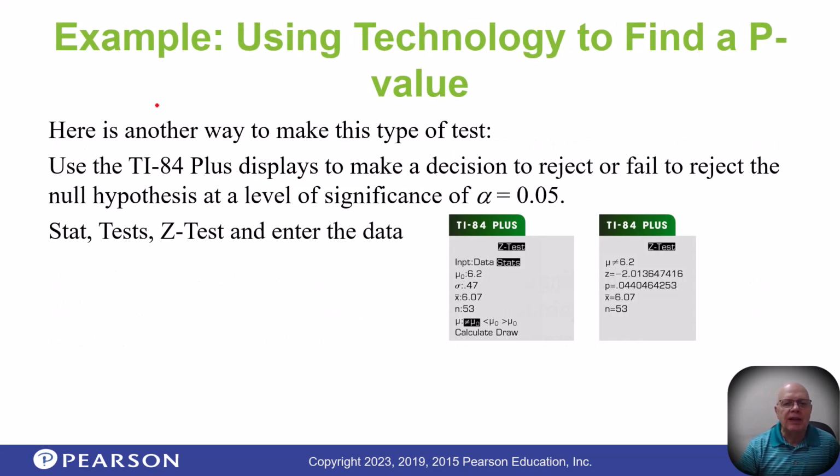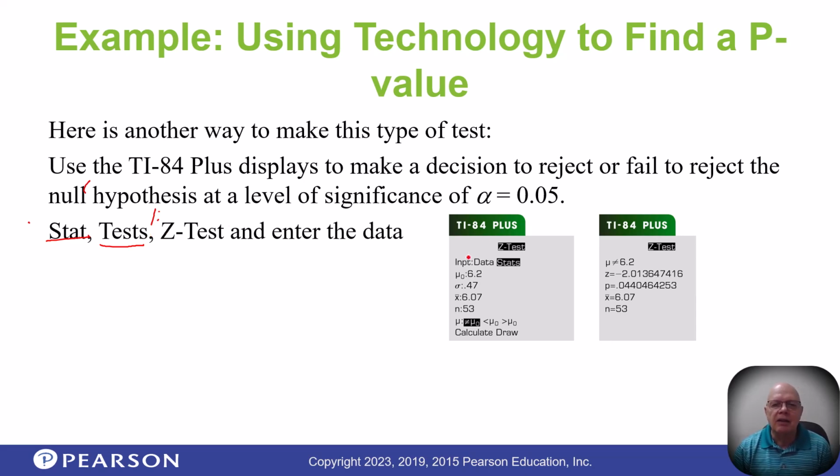Another way we could do this, I haven't shown you yet, but there is a second way of doing this. And in some cases, it might be faster. Now, what you'll need to do is, where's my cursor? There it is. Hit the stat key, move over to the tests submenu, select z-test, which I think is number 1. You can double check me on that, but I think it's number 1 under the test submenu.